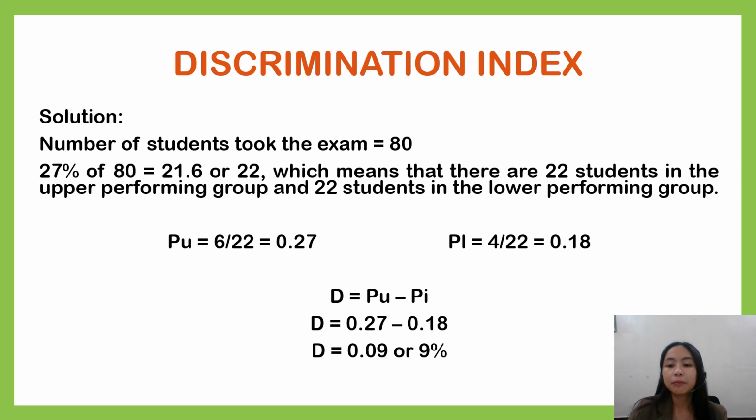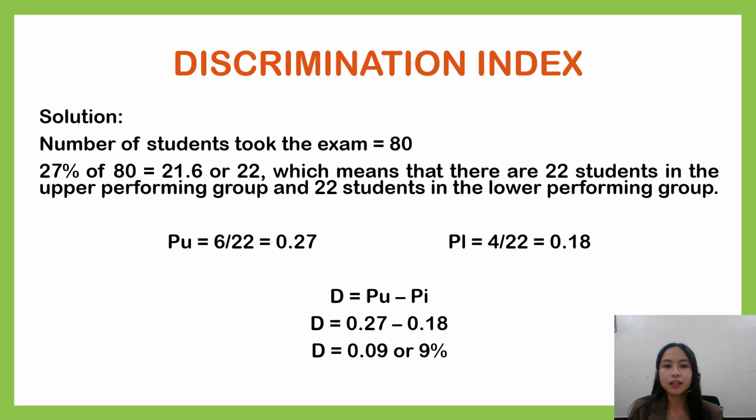No? So, ma'am, paano bakit hindi pwede ang 21.6? No? We count a student, pag mag-count ang student, 1, 2, 3, wala namang student na 0.6. No, isa man gyud na siya kabuok. So, kailangan lang siyang i-round off. So, 22, which means that there are 22 students in the upper performing group and 22 students in the lower performing group. Ma'am, constant na ba yung 27%?